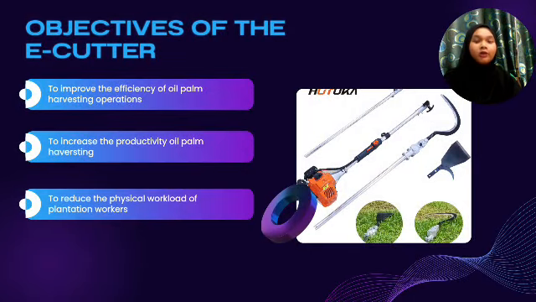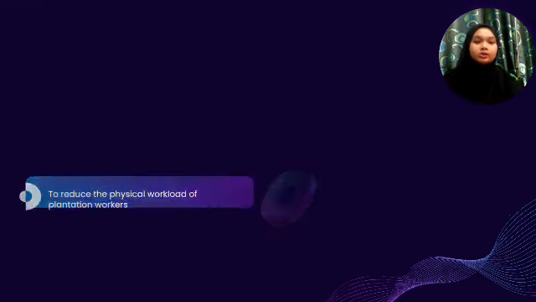Three objectives of the e-cutter. Firstly, to improve the efficiency of oil palm harvesting operation. Next, to increase the productivity of oil palm harvesting. Lastly, to reduce the physical workload of plantation workers.